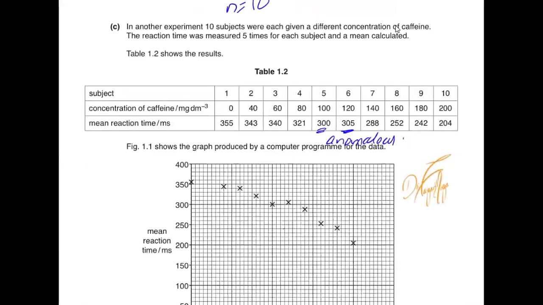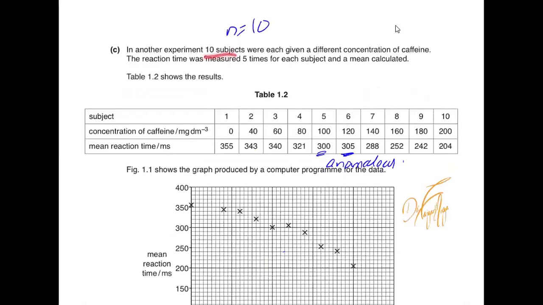Now if you move on, they say in another experiment 10 subjects were each given a different concentration of caffeine. Subject 1, 2, 3, 4, 5, 6, 7, 8, 9, 10, and they all are given different concentrations. The reaction time was measured 5 times. 5 times will add reliability for each subject, and a mean was calculated. So mean reaction times are shown to you. Subject 1 repeated this 5 times, and that's the mean. Subject 2 repeated 5 times, and that's the mean. This is what the table shows to you.